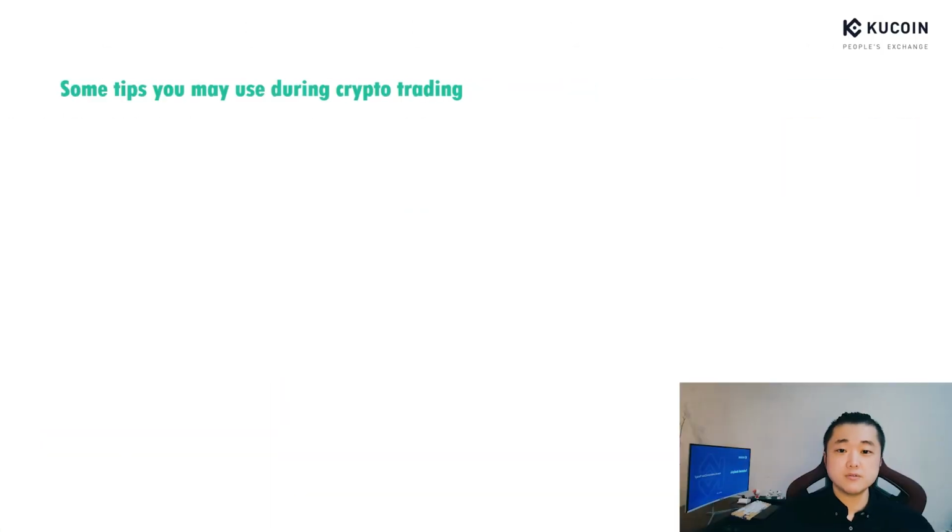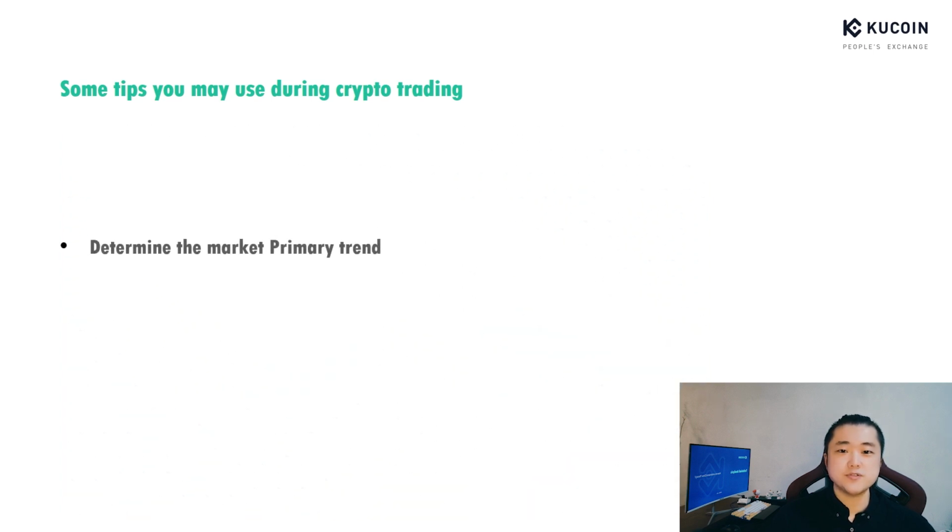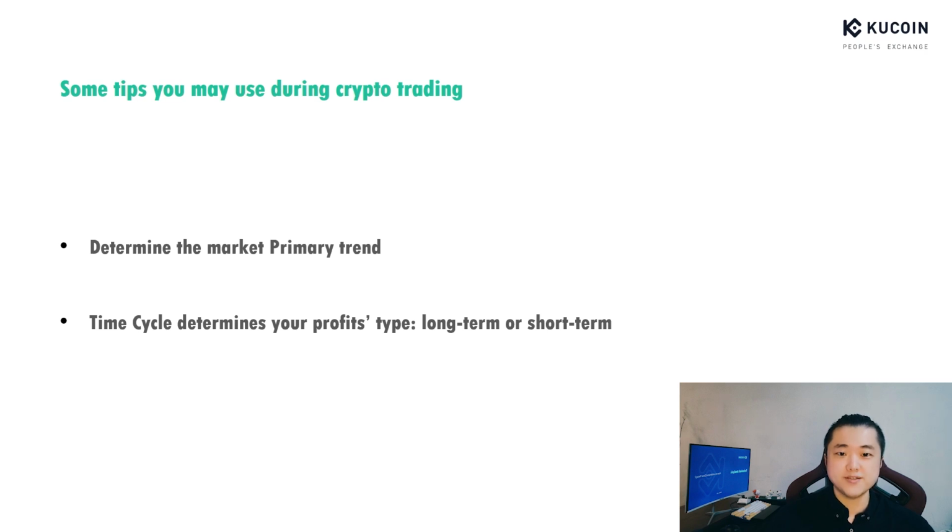In this part, I will give you some trading tips if you intend to use Dow Theory to determine your primary crypto trend. Firstly, you should choose the right time cycle. And my point is, 4 hours is appropriate. After having chosen the right time cycle, you can use the high point and low point to determine your primary trend. But remember, the larger time cycle you use, the longer time you will need to make profit.